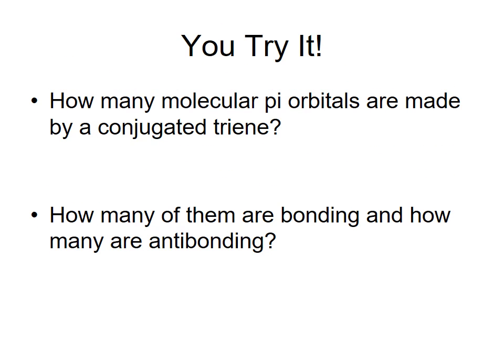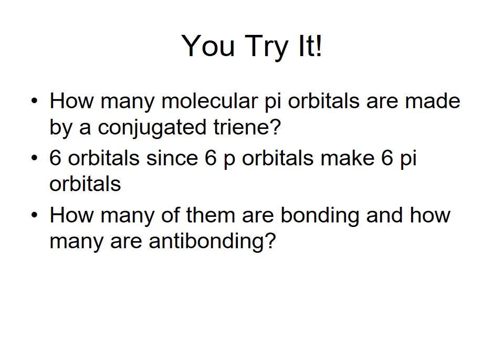So, how many conjugated pi orbitals are made when you have a conjugated triene? 3 enes. Well, if we look at a triene, there are 6 carbons in the pi system. Each one of them is going to provide a p orbital. 6 p orbitals will create 6 pi orbitals. So you have 6 pi molecular orbitals.